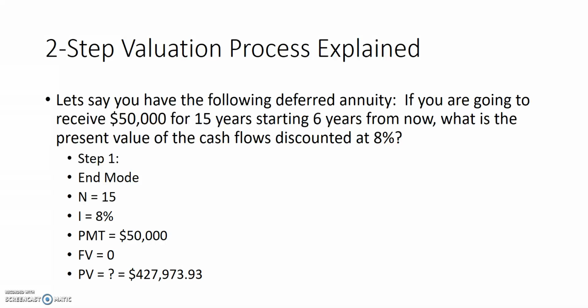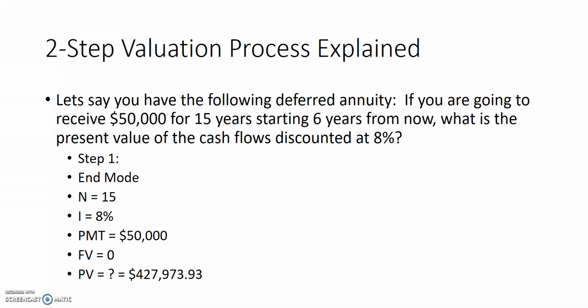Here's this two-step valuation process expanded and explained. Let's take the following scenario, and it says you have the following deferred annuity. If you're going to receive $50,000 for 15 years, starting 6 years from now, that's how we know it's deferred because of that blurb right there. What is the present value of the cash flows discounted at 8%?